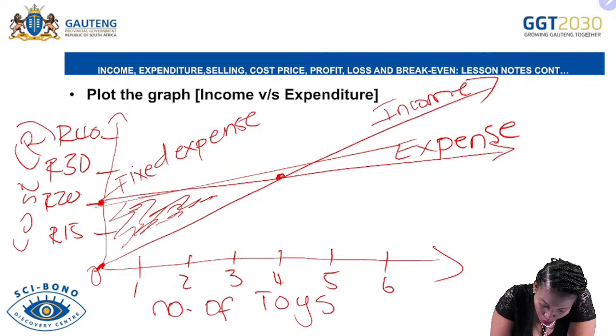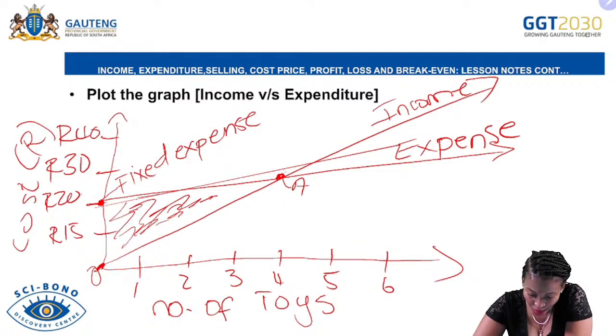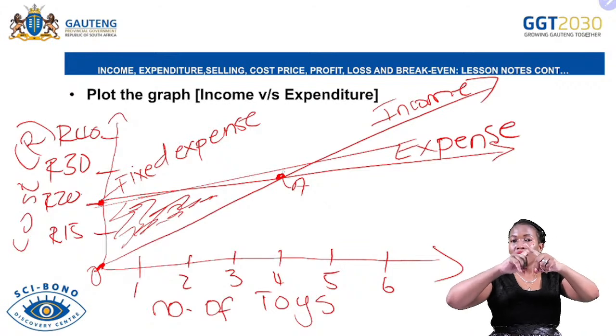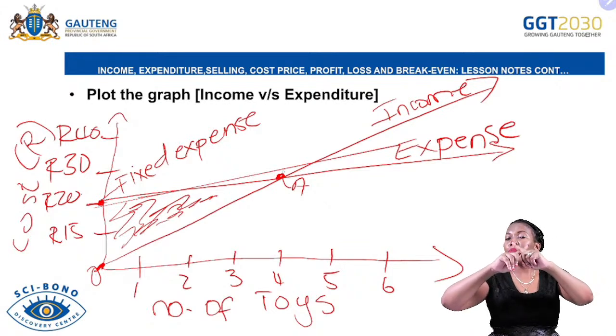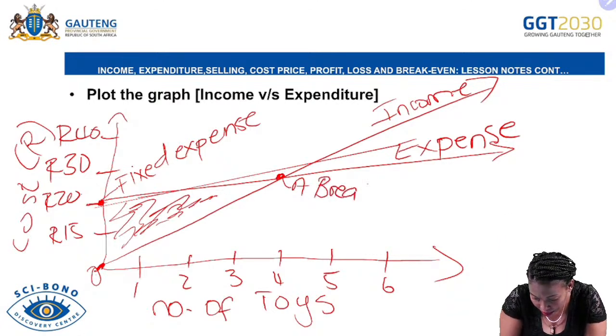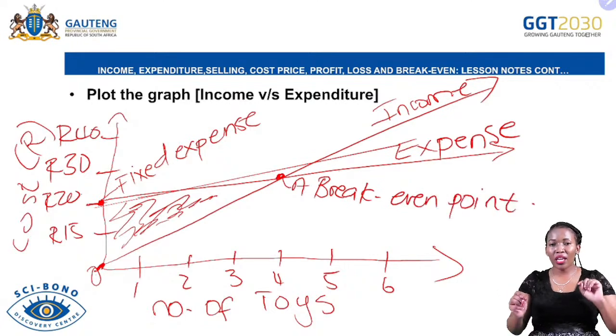And then we reach this part here. I'm going to label it point A. What happens at point A? The graphs meet. We've got a special name for that point where the two graphs meet. We call it a break-even point.